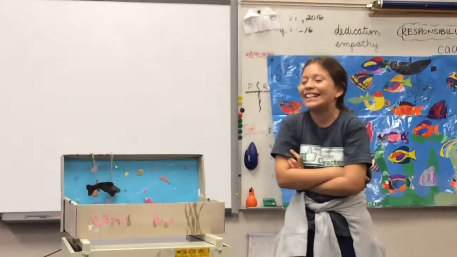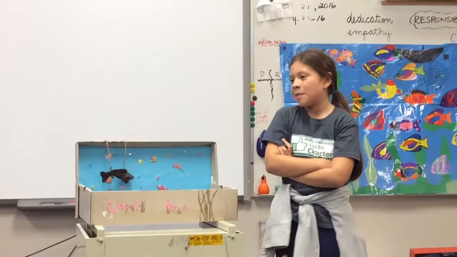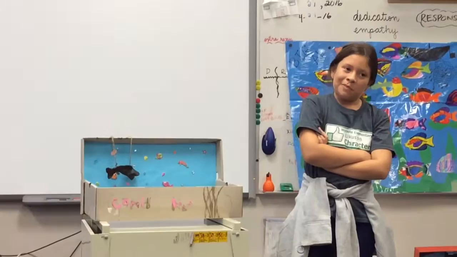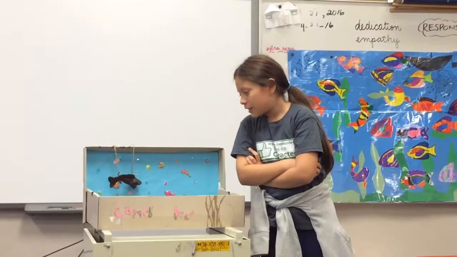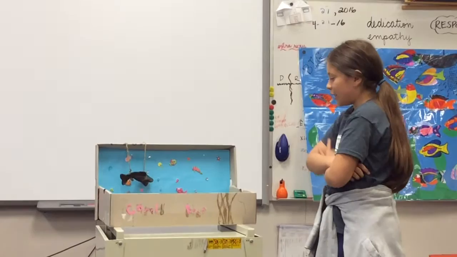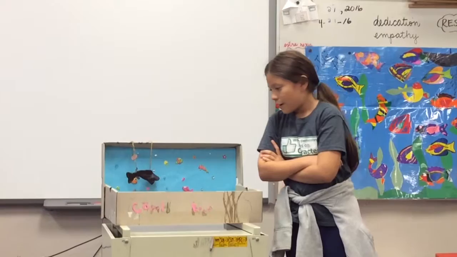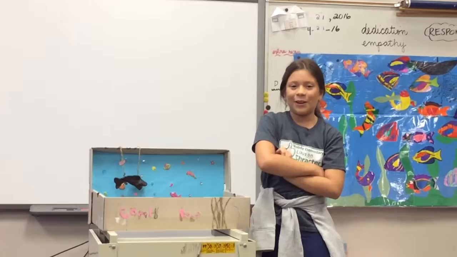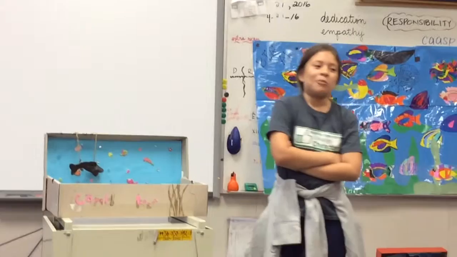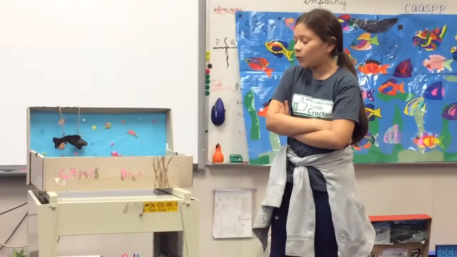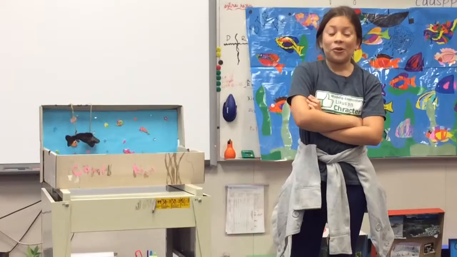Hello. My name is Ariella Bedoya, and my ecosystem is coral reef. It's the most colorful and diverse ecosystem. There are many organisms in my ecosystem, such as clams, sea turtles, jellyfish, clownfish, and shrimp. Some large predators are sharks, groupers, and barracudas. Some organisms hide in caves from predators. Some organisms eat algae. Coral reef organisms are very vibrant. Coral reef is shallow.